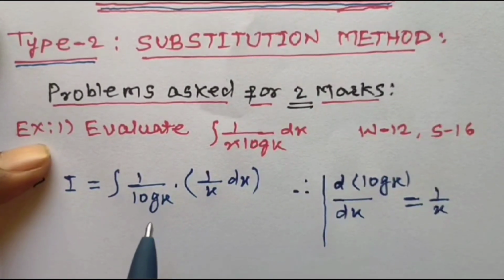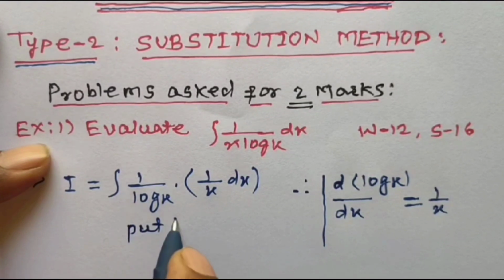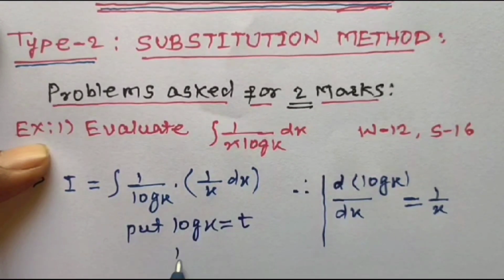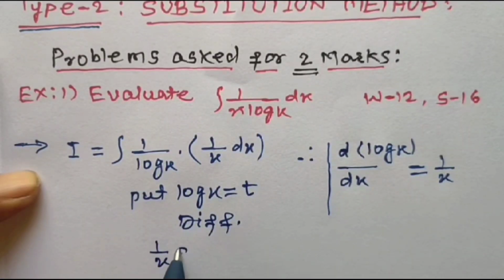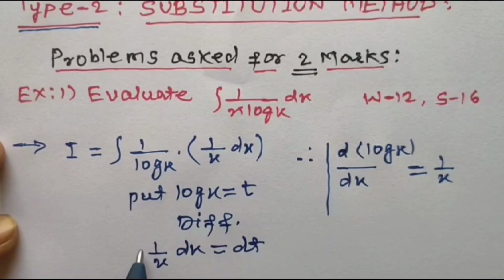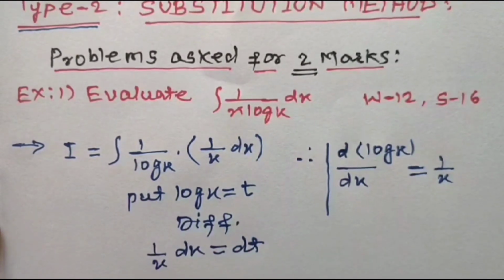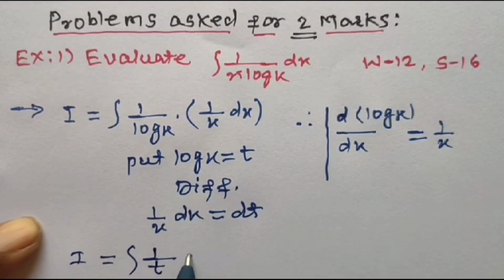So here we have to substitute log x is equal to t. Put log x is equal to t and differentiate this. Then we should get 1 upon x dx is equal to dt. And in this integral, we have to substitute 1 upon x into dx is equal to dt and log x is equal to t. Hence, the integral can be written as I is equal to integral of 1 upon t dt.